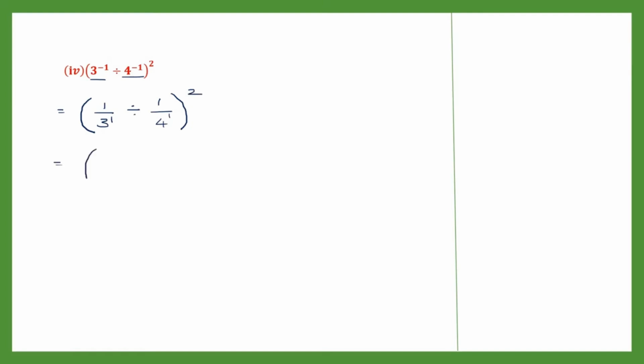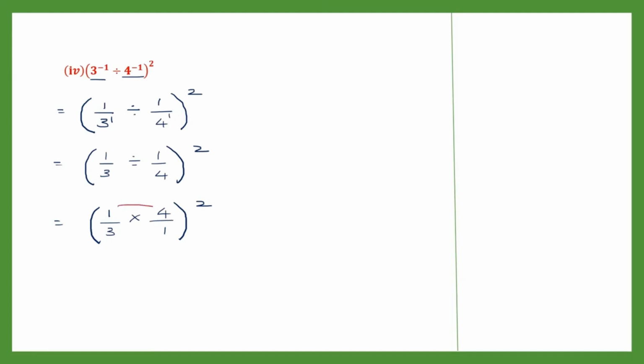So here this will become 1 by 3 divided by 1 by 4, and this whole thing is raised to the power of 2. Again, you can see division of fractions, isn't it? So we know how to do division of fractions. So this becomes 1 by 3. Division changes to multiplication. 1 by 4, either reciprocal, 4 by 1. And this is raised to the power of 2.